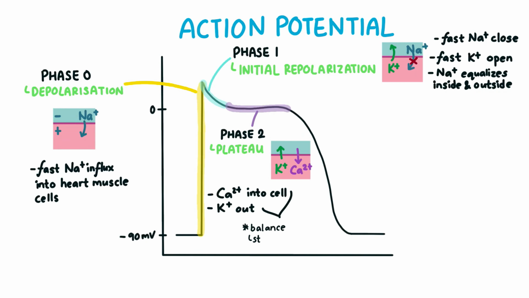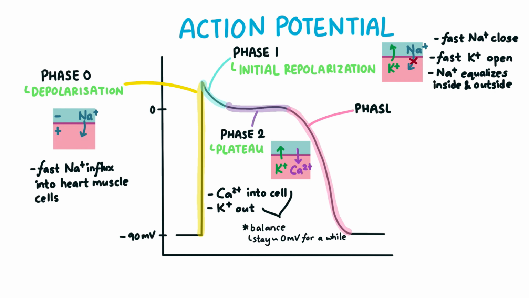The balance between the influx of calcium and the efflux of potassium keeps the cell's charge relatively stable, creating this plateau. This long plateau is what allows the heart to contract and relax in a coordinated manner, preventing it from going into a sustained contraction.